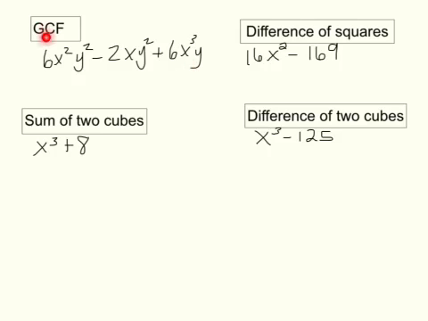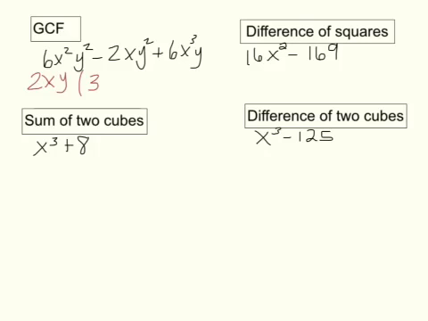So the first thing that I would always check is if we have a greatest common factor. Can I pull something out of each term? Every time you see a polynomial, I would check that first. In this case, I can take a 2, because these numbers are all divisible by 2. I can take an x, because they all have an x, and I can take a y, because they all have a y. So I will pull that out, 2xy, just dividing all the terms by 2xy.